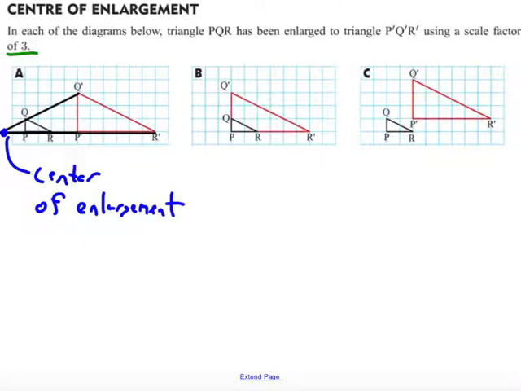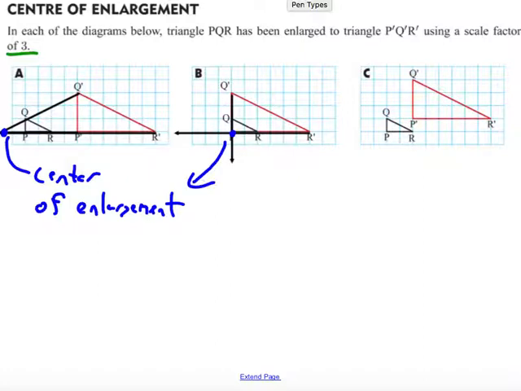Doing that again, I can do Q to Q prime, R to R prime, and again it's a ray, so just keep it going. And P to P prime. If your image is in the same location as the original point, as it is with P and P prime, by default that will be your center of enlargement.